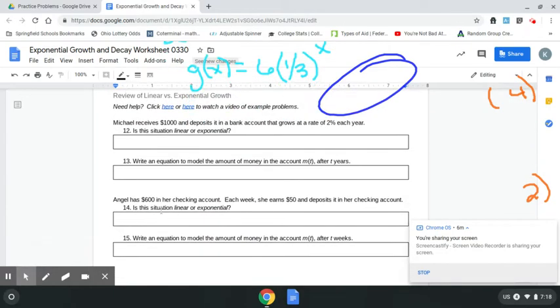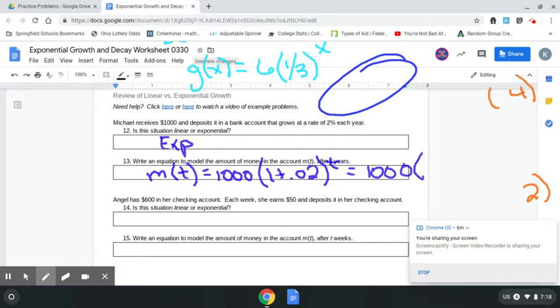Okay, now, linear versus exponential growth. Michael deposits $1,000 in a bank account that grows at a rate of 2% each year. This is being multiplied. If it grows at a rate of 2%, that is based off of the previous one, that has to be exponential growth. So this is exponential, which means when we write this thing in exponential form, they want us to write it as m of t. M of t equals the initial amount we said was $1,000. It's growing at a rate of 2% each year, so that's 0.02, and it's after t years. You can leave it like that, or you can clean it up to 1,000 times 1.02 to the t power.